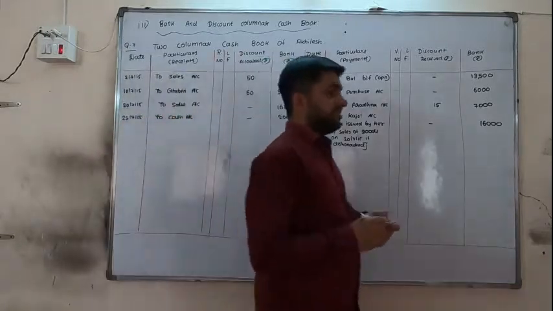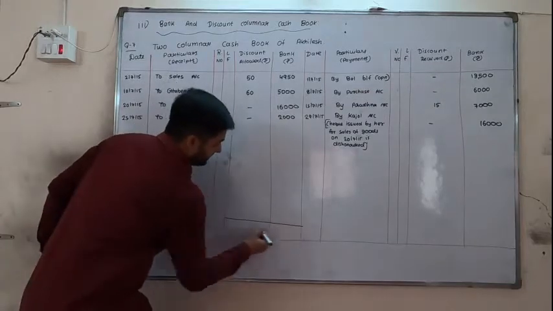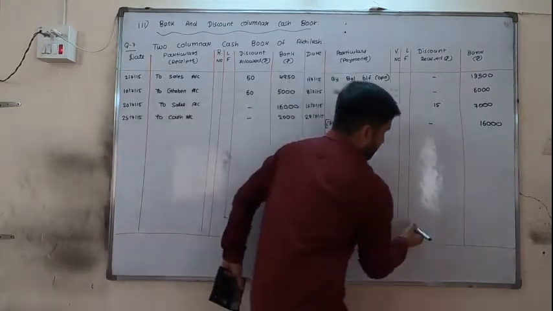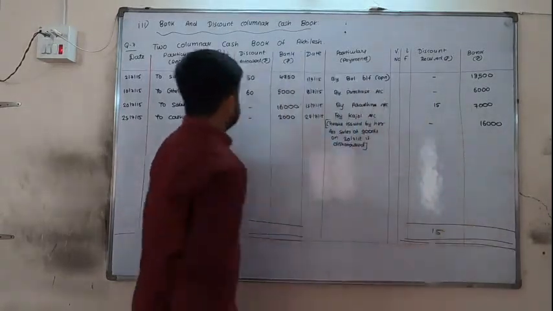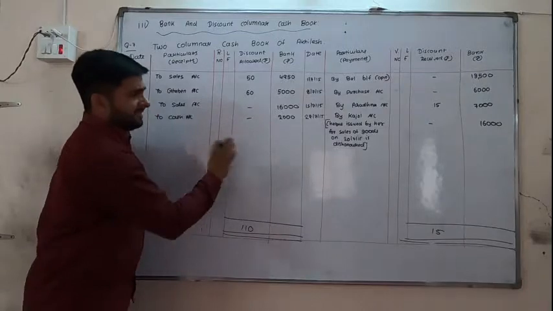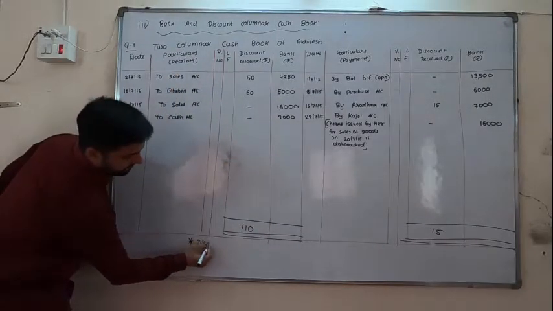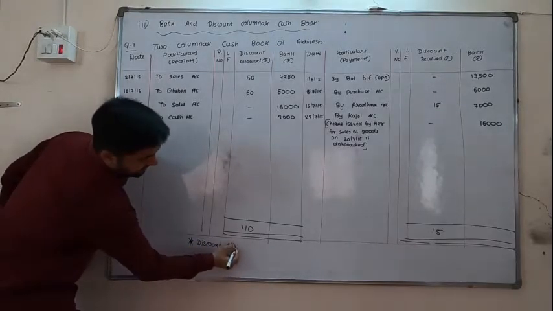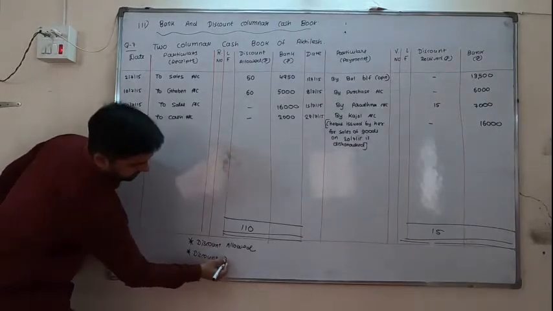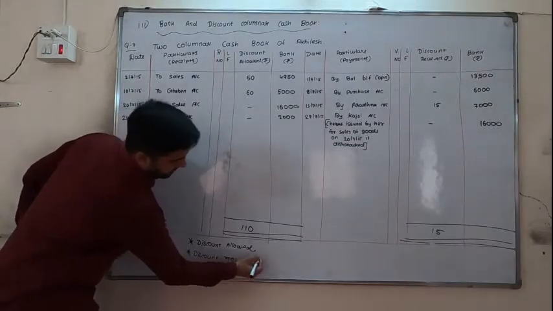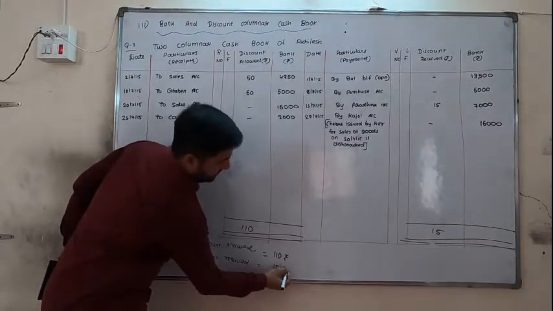Now we shall first see which side is more, because here it's not fixed. But we can take the total of discount allowed and received, so that we can write it. Credit side is 15 rupees, and don't forget we don't have to take the balance, only discount allowed and discount received. So below we will write discount allowed, discount received. Allowed is 110 rupees, received is 15 rupees.